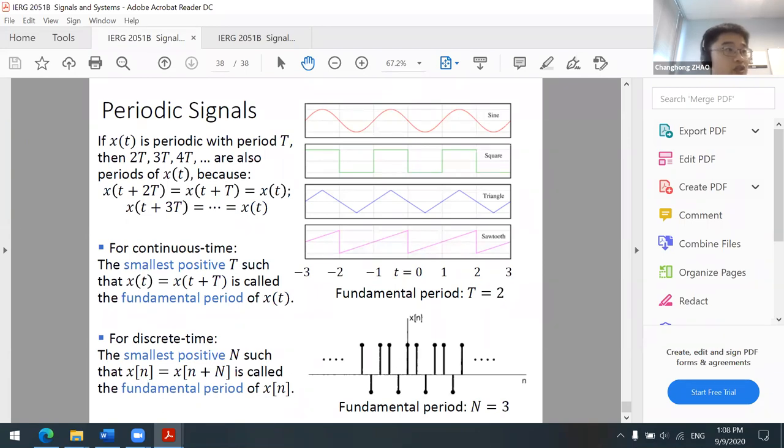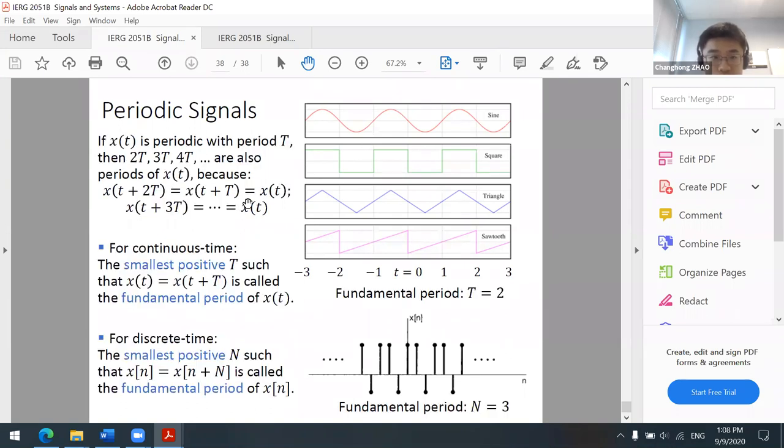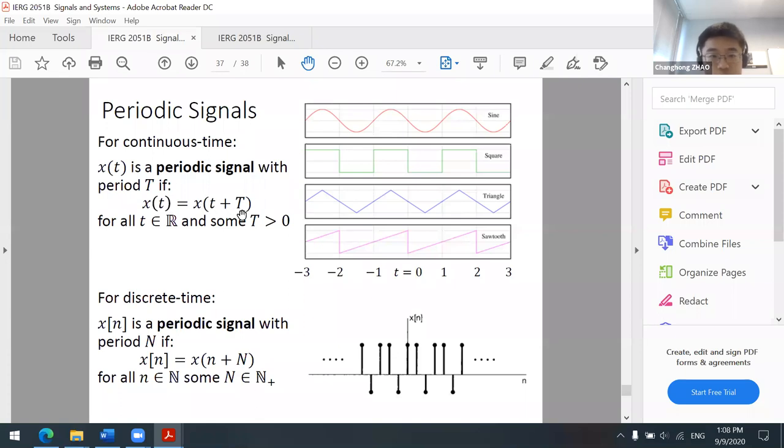I see this question on the chat window: why should T and N be positive, not negative? Well, let me first clarify that mathematically, a periodic signal is also valid for negative T. For example, for those signals on the right, we say that x of t equals x of t plus 2, and T is a period. But if we say x of t equals x of t minus 2, it is also correct.